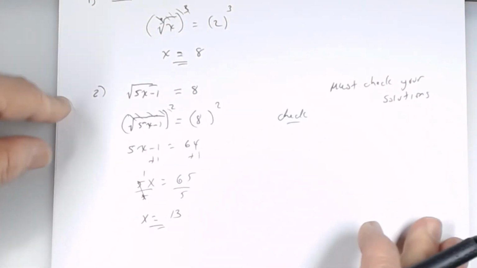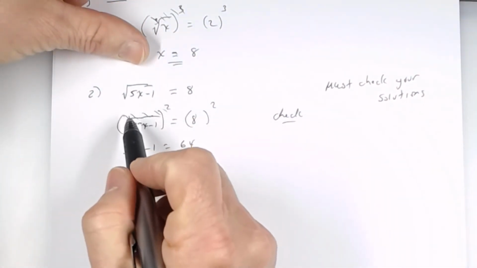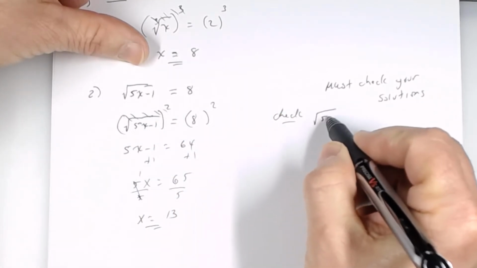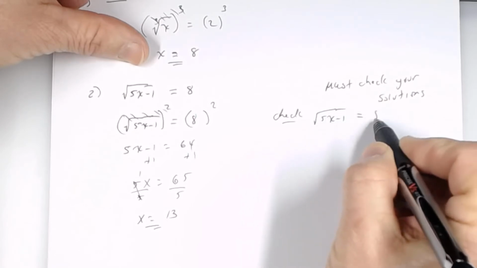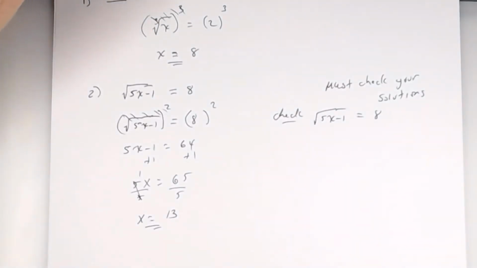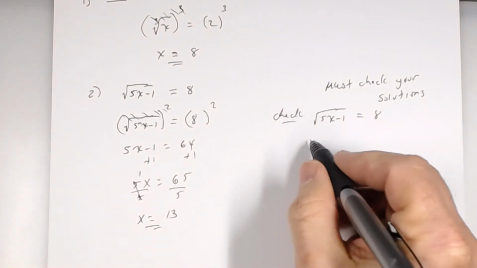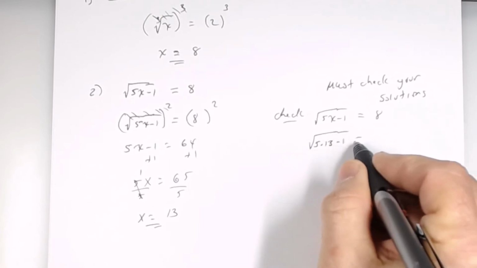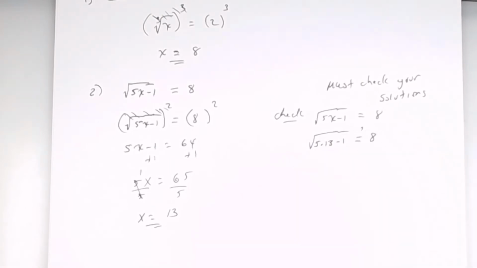All right, so you go back to the original. Always go back to the original. So here's my original equation. And so wherever I see the variable x, what do I substitute? 13. All right, so I'm going to get the square root of 5 times 13 minus 1, and I want to see if that's going to equal 8. And so you just use your calculator and you figure out the radicand. What's 5 times 13? 65. All right, and then what's 65 minus 1?